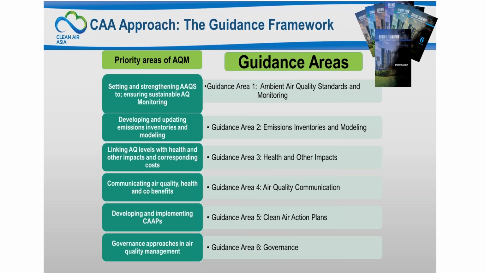So Clean Air Asia developed the guidance framework, which is basically 6 guidance areas, and these are the areas that you see on the slide, where you need information, you need research, and you need action if you want to have a proper air quality management system within a city.